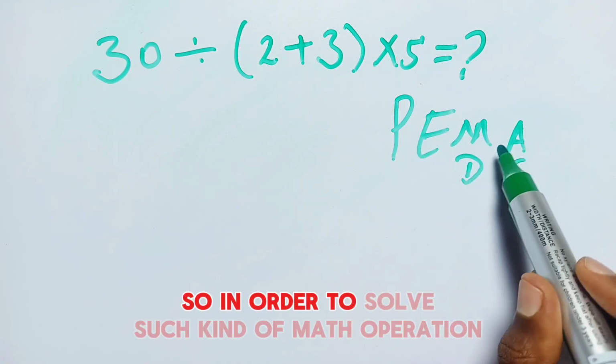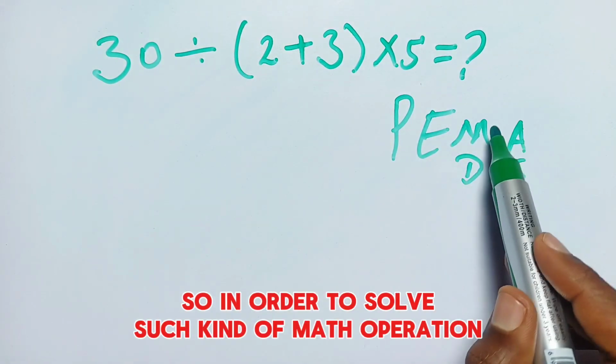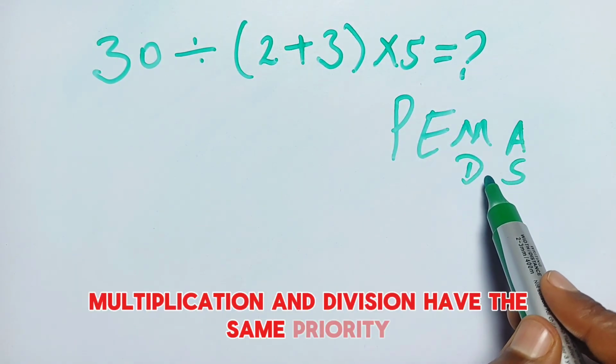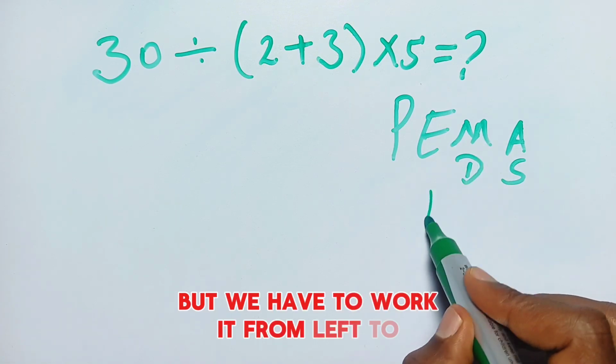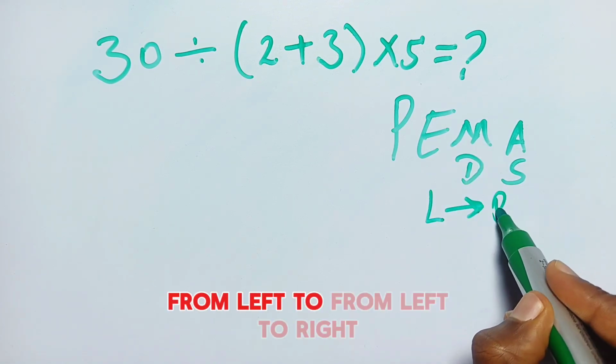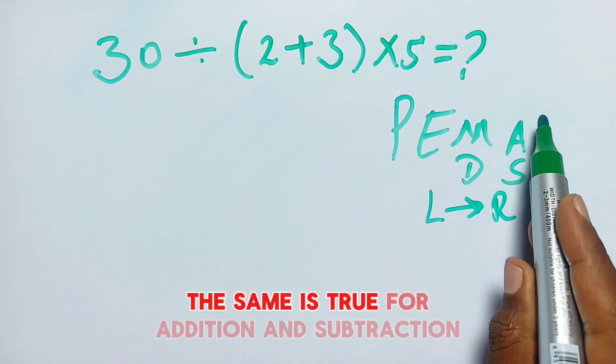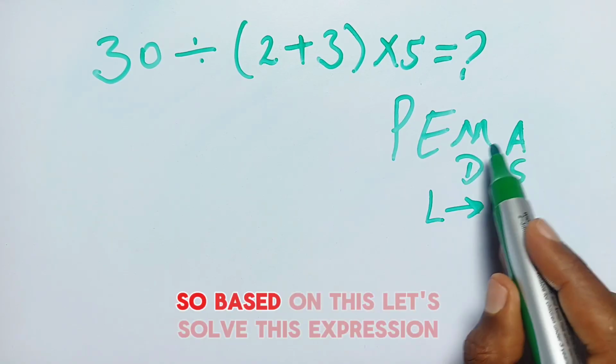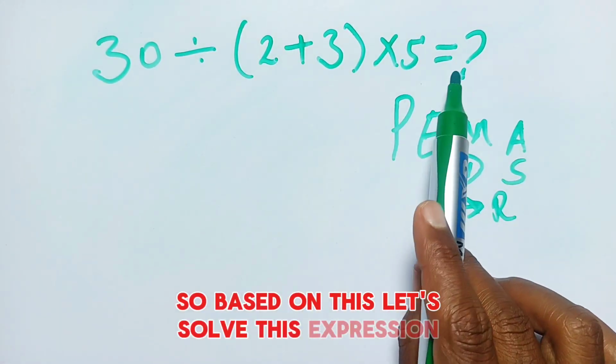So in order to solve this kind of math operation, multiplication and division have the same priority, but we have to work from left to right. The same is true for addition and subtraction. So based on this, let's solve this expression.